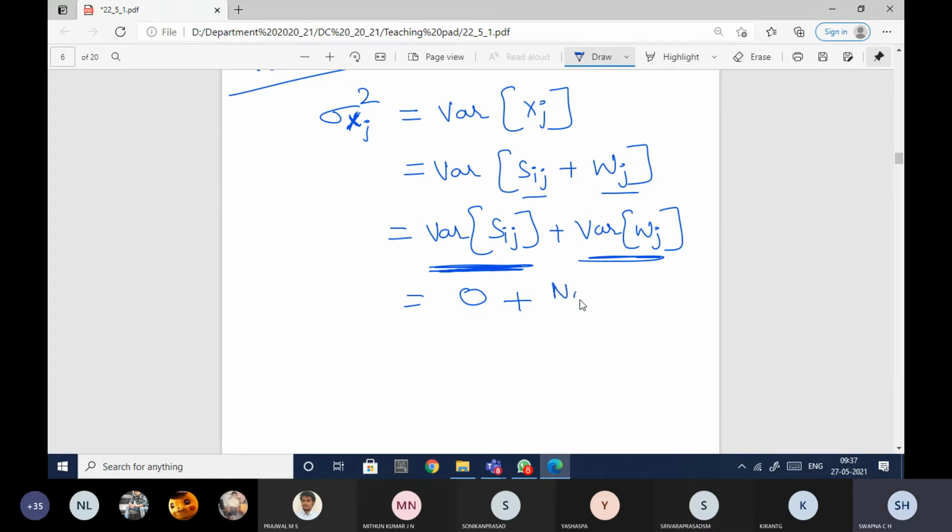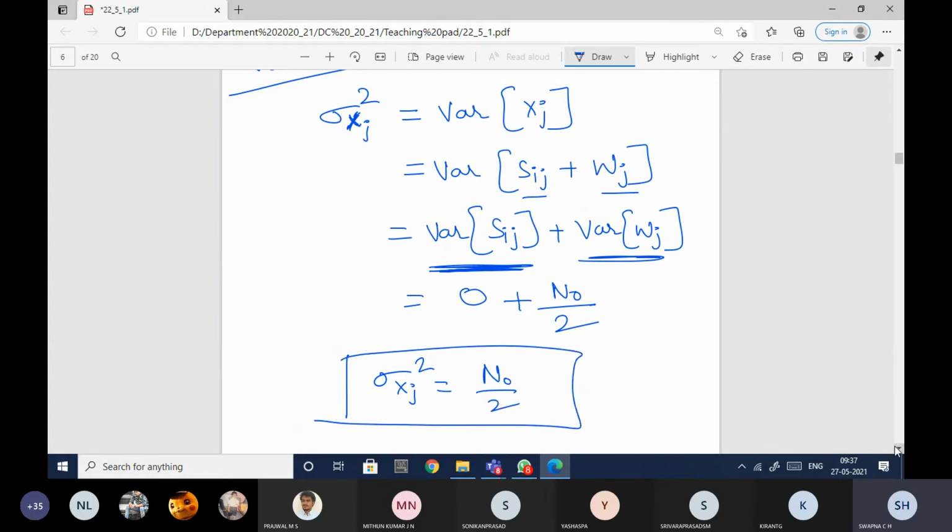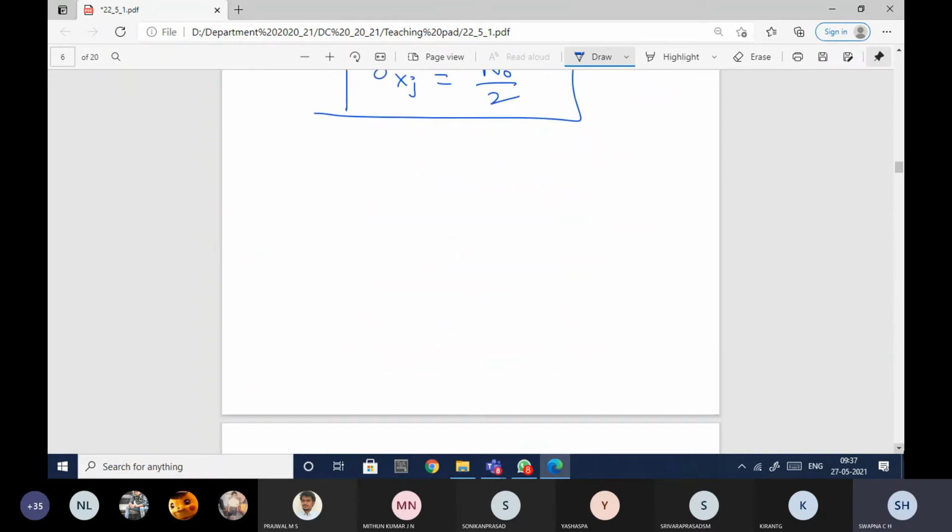It's nothing but the power spectral density N0 by 2. So yes, sigma Xj squared is nothing but N0 by 2. This is the variance of your Xj. Is this clear? So when they ask you the question in that way, I'll just show you.